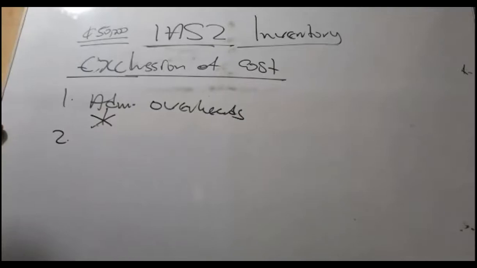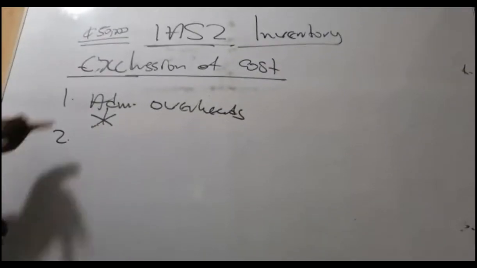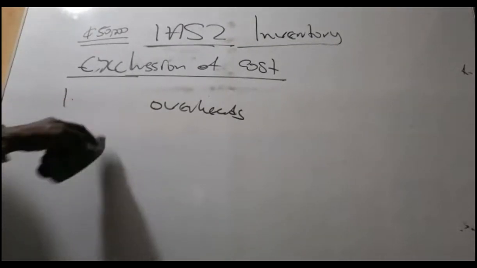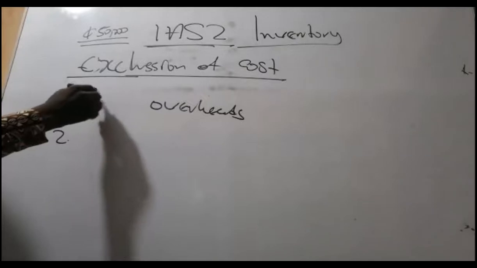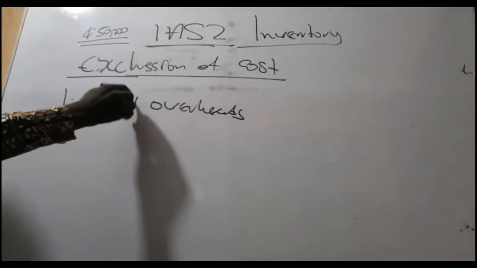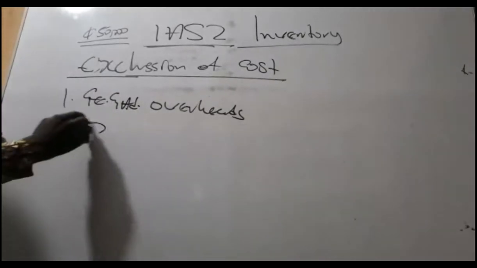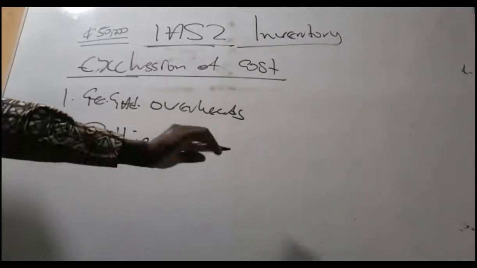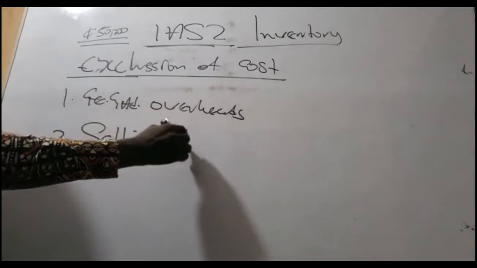Two, I can add general and administrative overheads. Let me make it so that I will not write general again. So general and admin overheads. Two, selling and distribution cost.